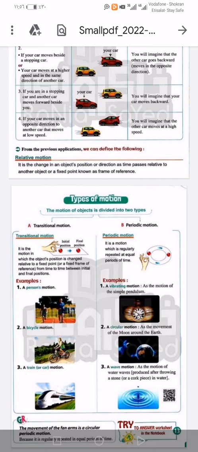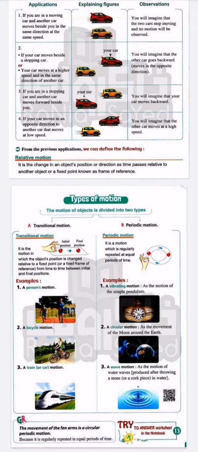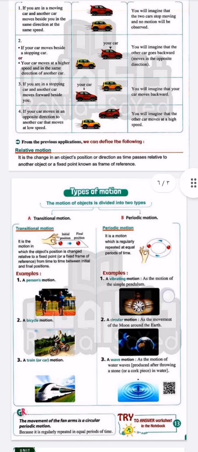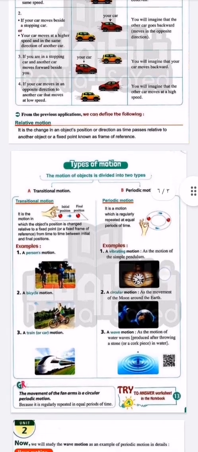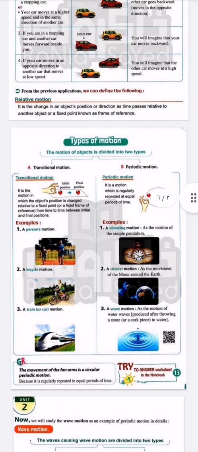Number 2, periodic motion. Periodic motion is a motion which is regularly repeated at equal periods of time. Examples: number 1, vibrating motion, like the motion of a simple pendulum. Number 2, circular motion, like the movement of the moon around the earth. Number 3, wave motion, as the motion of water.